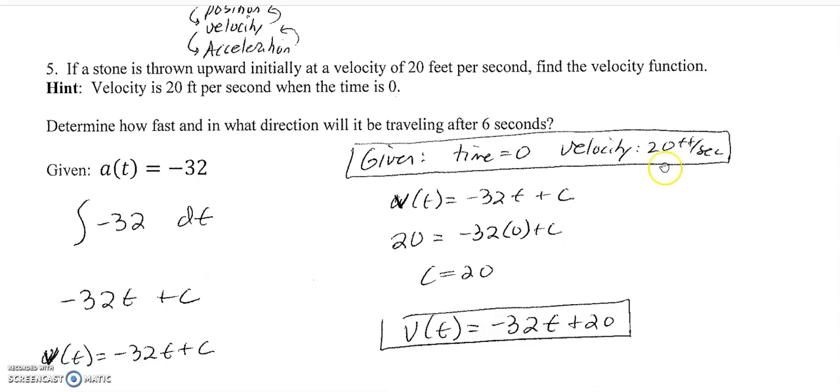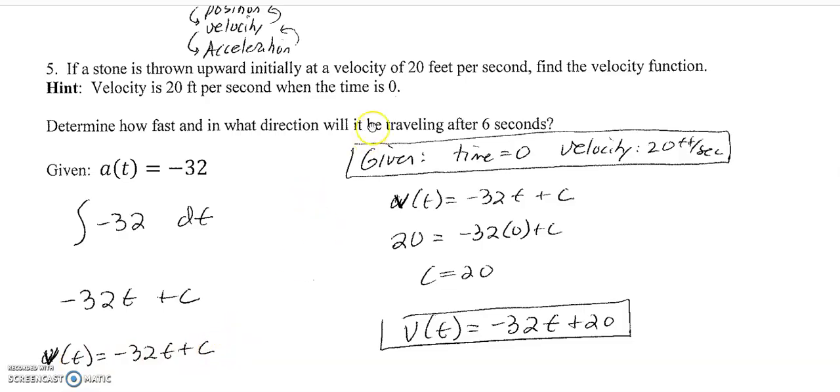So we have a for acceleration of time equals negative 32. So to work backwards to velocity, we take the integral of negative 32 dt. The integral of negative 32 is negative 32t plus c. So we have our velocity in terms of time of negative 32t plus c, but we don't know c.